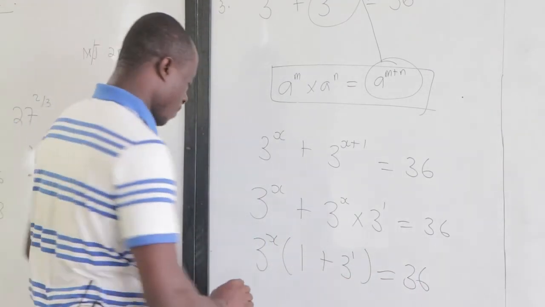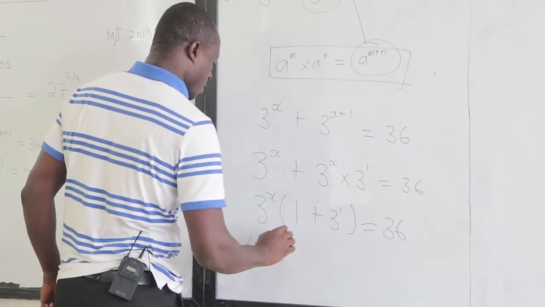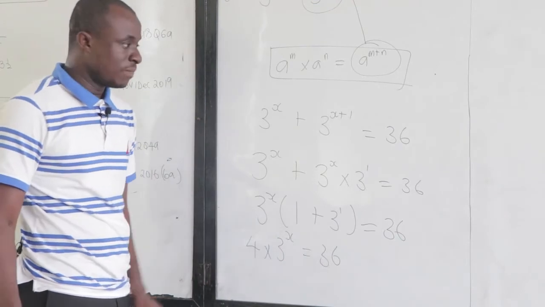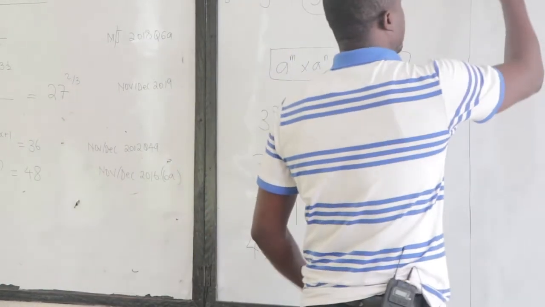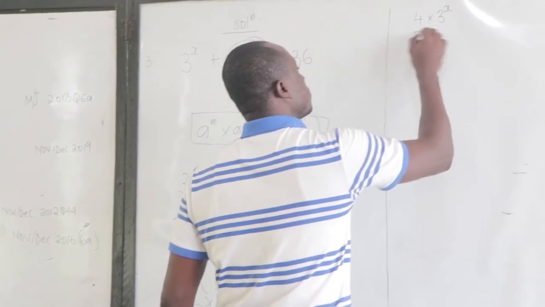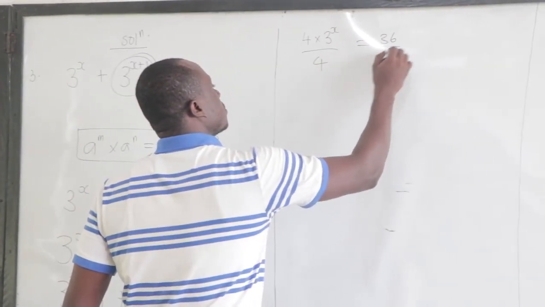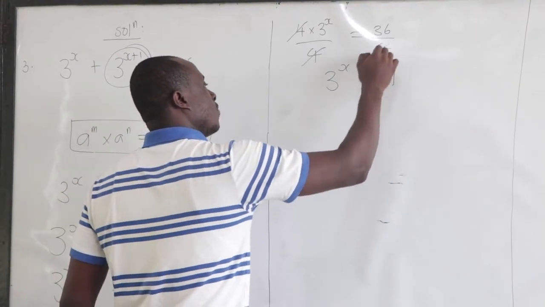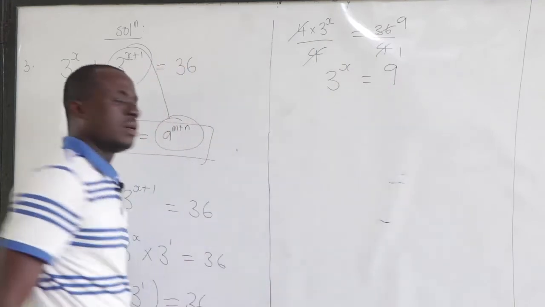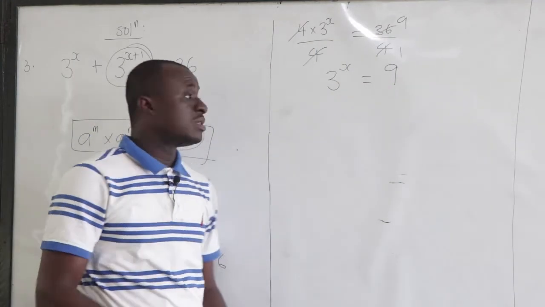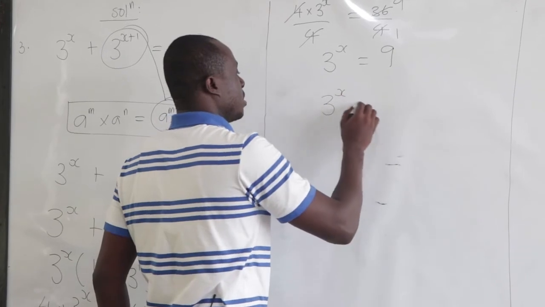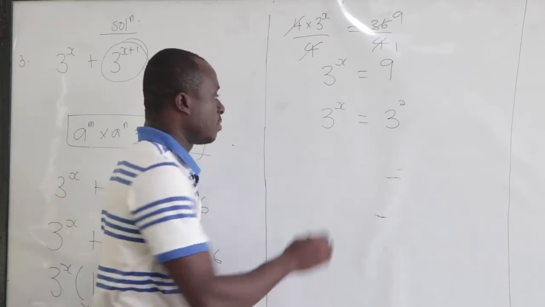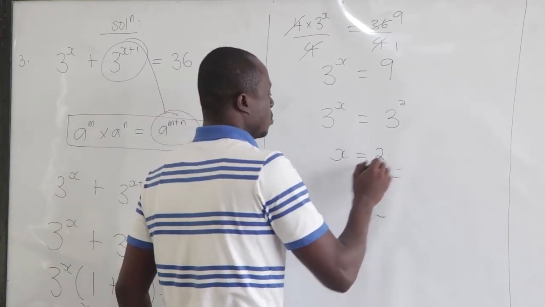What is 1 plus 3? 4. We have 4 times 3 to the power x equal to 36. Now this multiplies, so we can divide through by 4. So when you divide through by 4, we have 4 times 3 to the power x all over 4, 36 all over 4. This is cancelling out that. So we have 3 to the power x equal to 9. 4 going into 36, 9 times. We can make the base the same. So you have 3 to the power x equal to 3 to the power 2. Bases are the same. We can equate the exponents. We have x equal to 2.